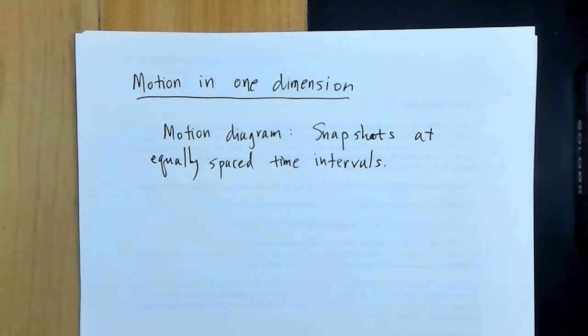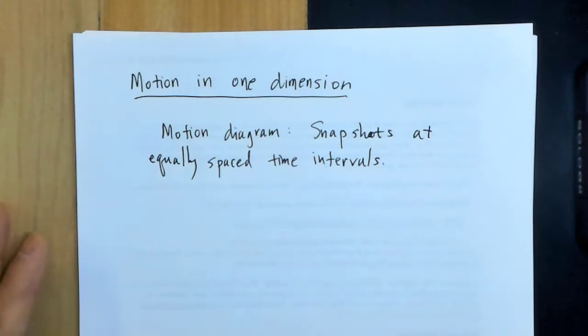All right? One way to think of it is if you had a strobe camera, a camera that blinks with a fixed interval, and you see a ball moving, you would see here's the ball, here's the ball, here's the ball, here's the ball, okay? That's what a motion diagram is. That's basically all it is.